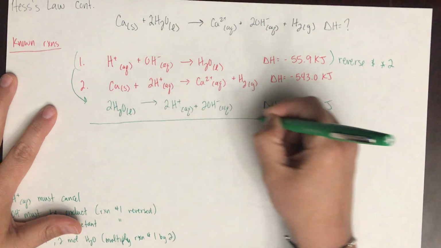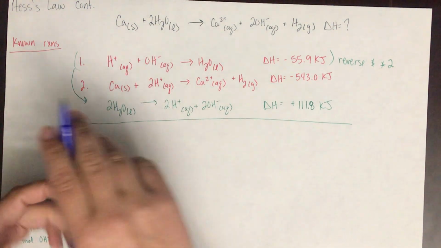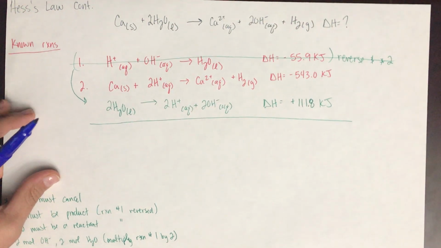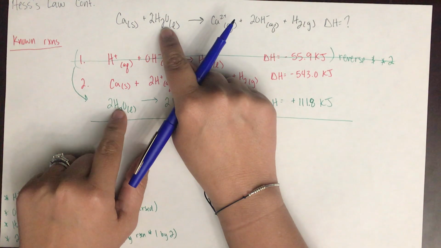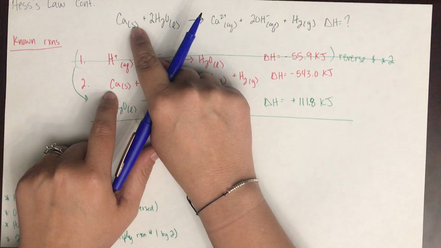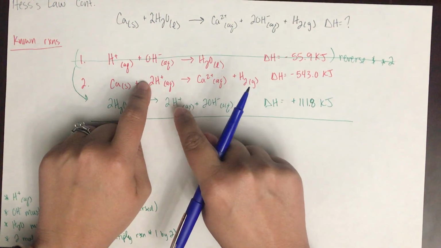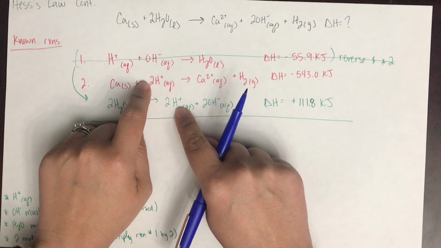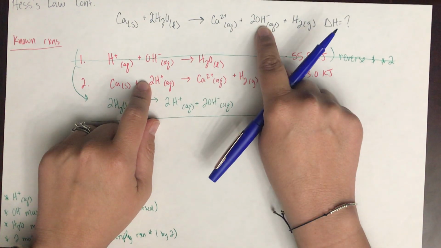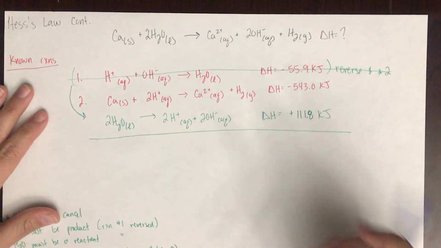Now, let's see what happens when we add these two together. So I'm just going to get rid of this first line so I'm not confused about what I'm adding together. I'm going to have 2 water on my reactants. That's good. I'm going to have 1 calcium on my reactants. That's good. These 2 hydrogens that are reactants are going to cancel with these 2 hydrogens that are products. That's good. Calcium is a product. 2 hydroxide ions are a product. Hydrogen gas is a product. So we've done it. So now I'm just going to add it all together.